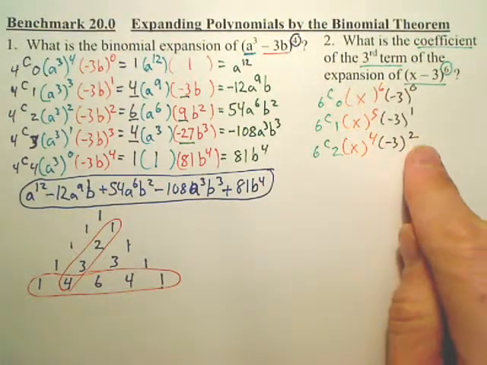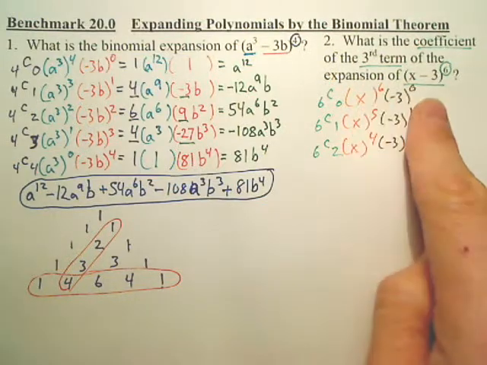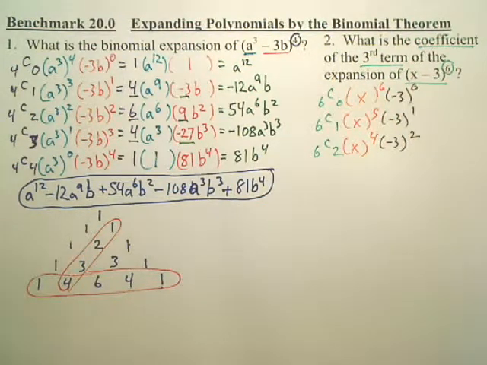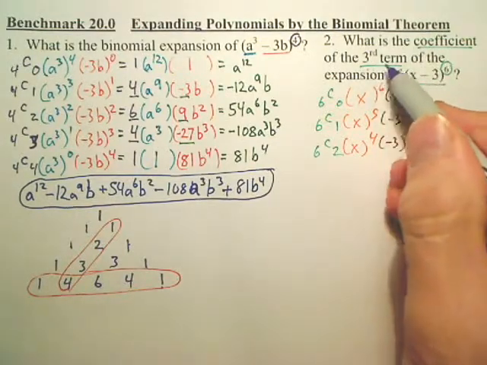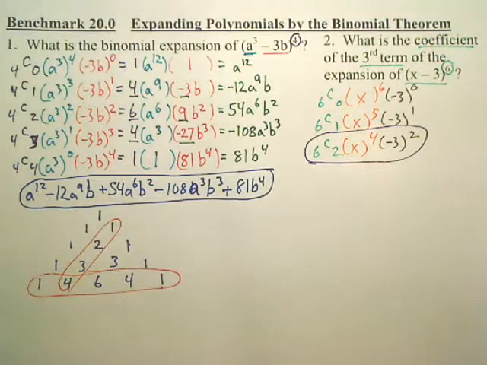Now, real quick, does 4 plus 2 equal 6? Does 5 plus 1 equal 6? 6 plus 0 equals 6. Are we good? Now, which one do we care about? We want the third term. So can't we just figure this one out real quick? And that's all it's asking for?